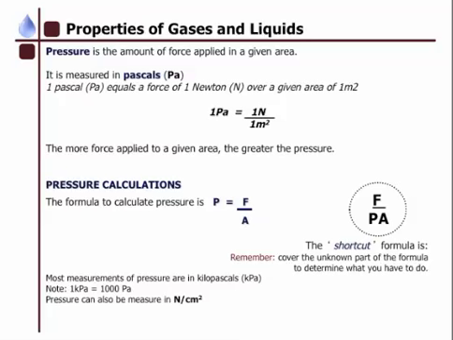For pressure calculations, the formula to calculate pressure is P, or pressure, equals force over area. And here we have the same shortcut. There it's in a circle. In your notes it's in a triangle with the triangle method, as I talked about before. So you cover the unknown part of the formula to determine what you have to do. Keep in mind that most measurements of pressure are in kilopascals, where 1 kilopascal equals 1,000 pascals. And pressure can also be measured in newtons per centimeter squared.